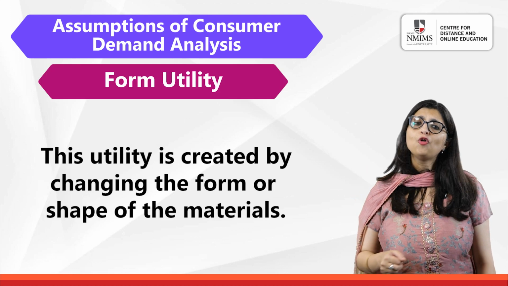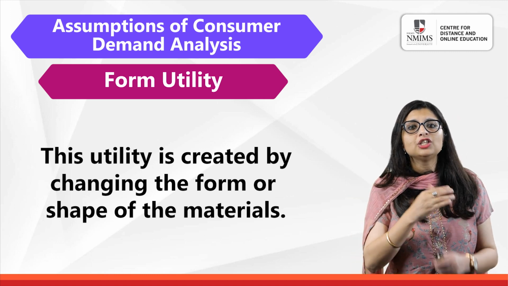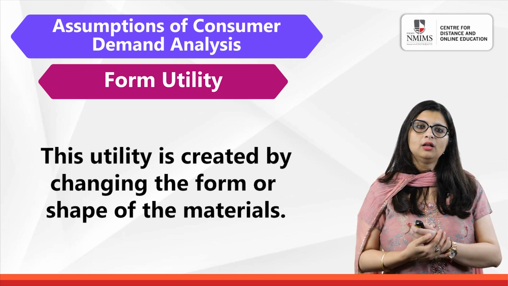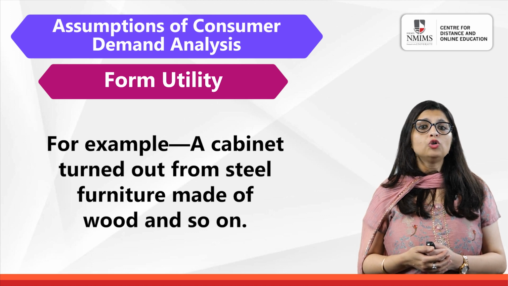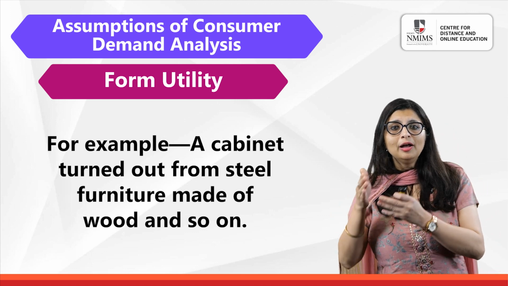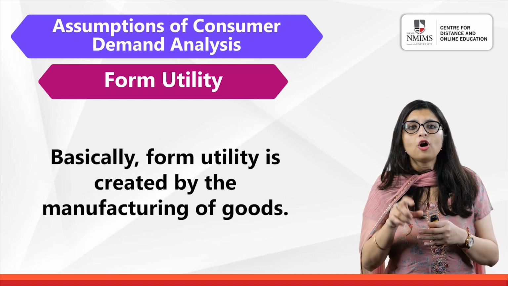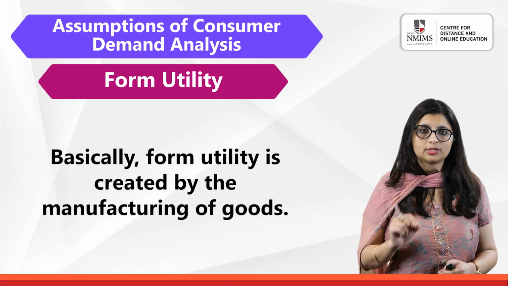What do you mean by form utility? This utility is created by changing the form or shape of the material. For example, a cabinet turned out from steel, furniture made of wood and so on. Basically, form utility is created by manufacturing of goods.